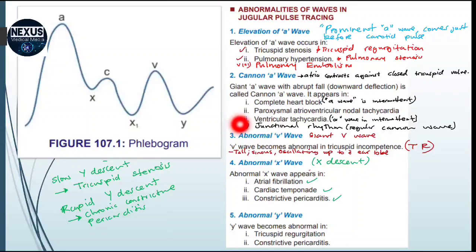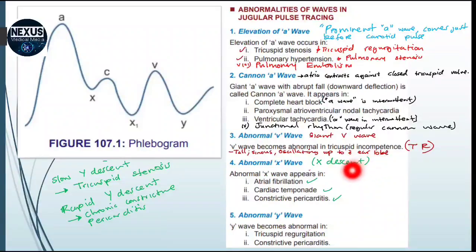The next pathology is on the V wave, right? It's called a giant V wave or abnormal V wave. This one occurs if the tricuspid valve is incompetent, so that's in tricuspid regurgitation. And in this case, the V wave will be oscillating up to the earlobe. Next is the X wave, abnormal X wave or X descent.